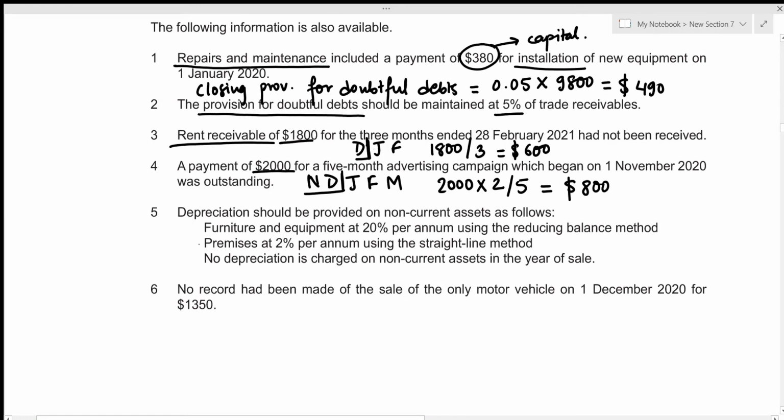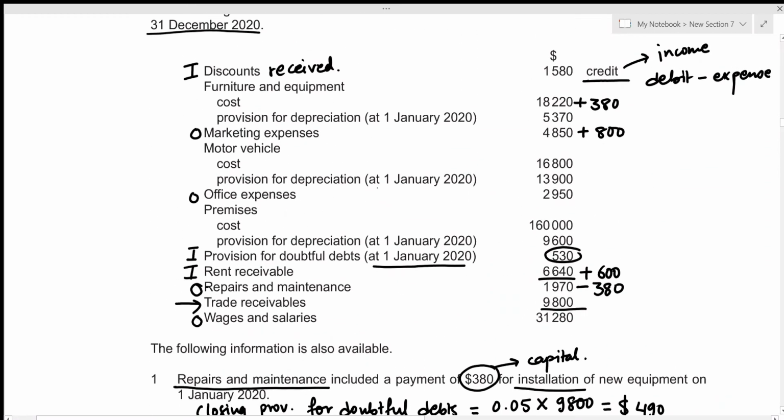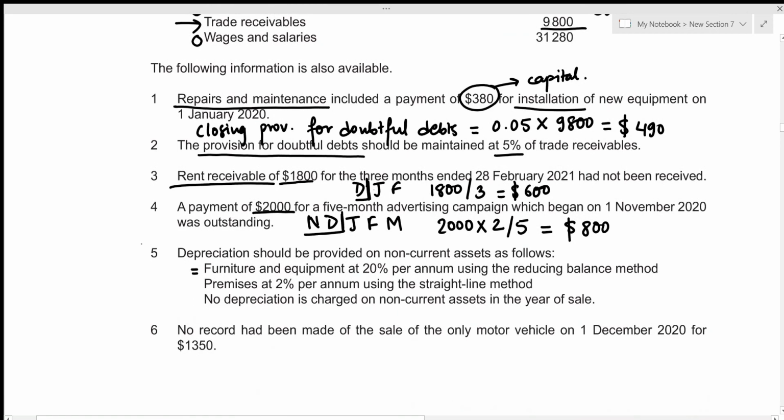So we have depreciation for furniture and equipment, 20% per annum using reducing balance method. Let's just figure out depreciation as well. So for reducing balance method, we need to subtract the provision for depreciation till now from the total cost and then multiply it with the rate. Let's figure out the cost is 18,220 plus 380 and the provision for depreciation is 5,370. Let's write that down. So that's going to be 18,220 plus 380 minus 5,370. We'll multiply it with the rate of 20%. So that's 0.20. This gives us the depreciation charge for the year to be 2,646.